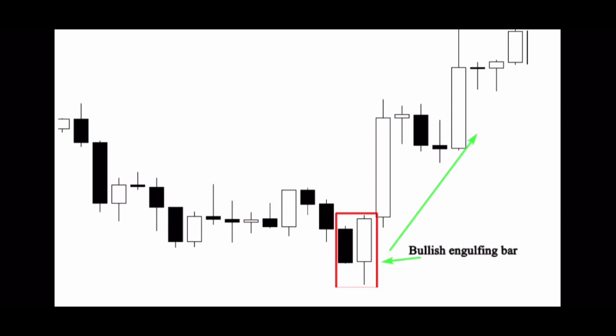The more you see the pattern repeat itself in history, if you go back into the charts and look for every single one you can find in the daily, in the weekly, in the 4-hour, you'll see exactly why that is a powerful pattern.